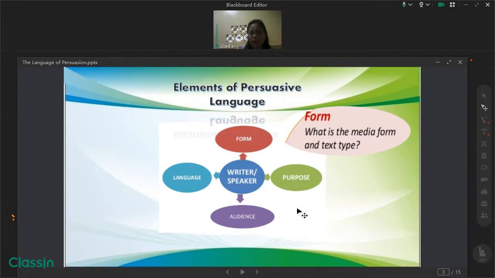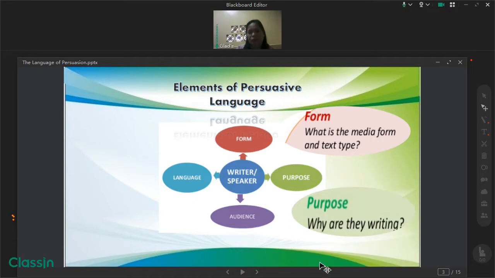The second one is the purpose. In the purpose, what are they writing? We should know what our purpose and our reasons are. What is your purpose: to make you agree with something, what actions are you going to take, are you going to think more carefully? So what is the purpose? It is the purpose that you need to achieve in persuading.